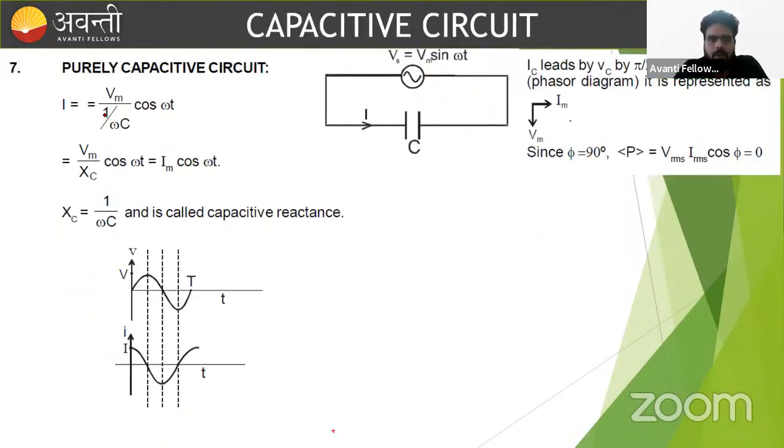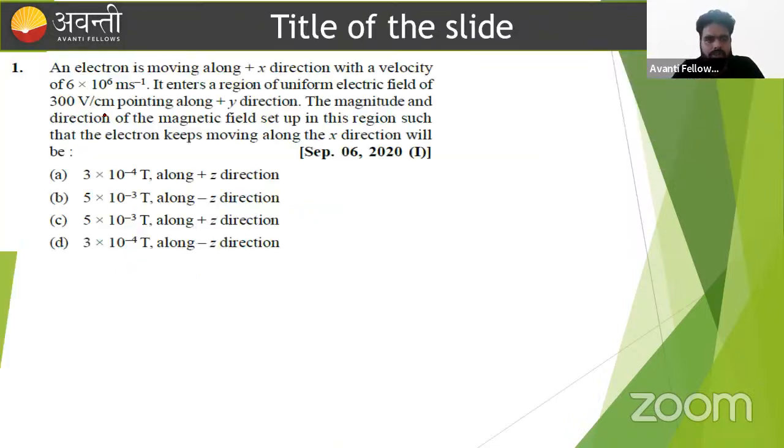In a pure capacitive circuit, the current leads the voltage by 90°, and vice versa in a pure inductive circuit. Because the phase angle is 90° here, the average power is 0. Let's solve some problems, beta.